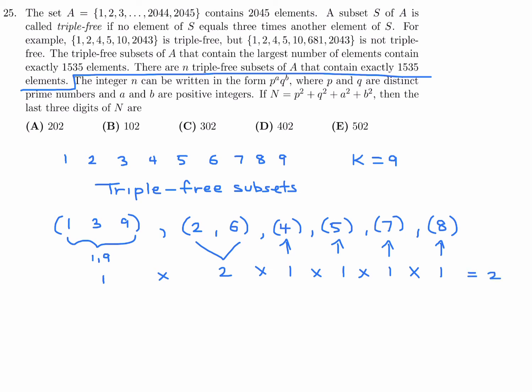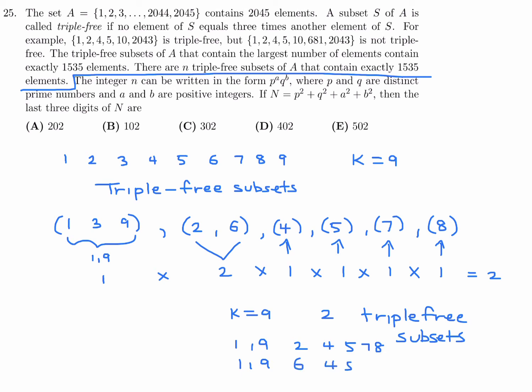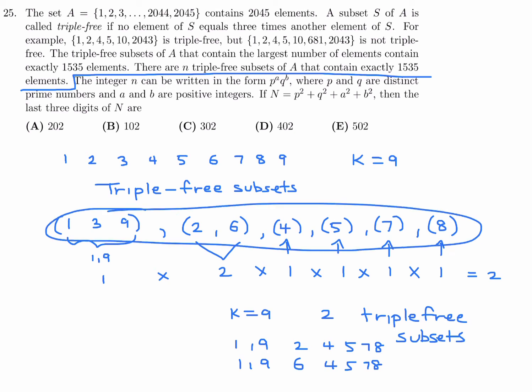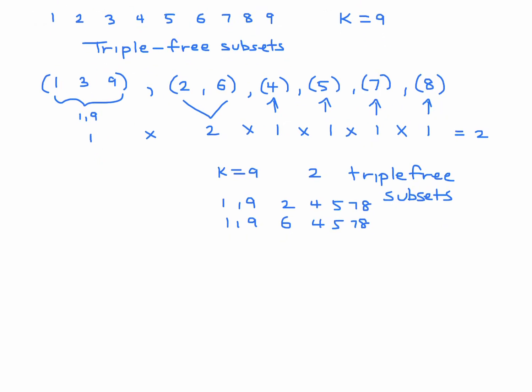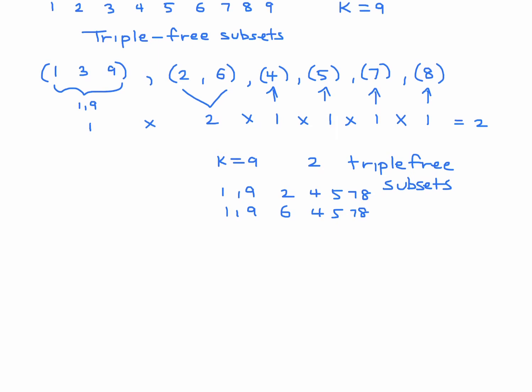So what that means is that when k equals 9, I have 2 triple free subsets. And since there's only 2, we can just list them: 1, 9, 2, 4, 5, 7, 8, and 1, 9, 6, 4, 5, 7, 8. I didn't write them in numerical order. I'm just going by these groups. Hopefully, with a very small example, you're getting how this works. Now let's move up, not to the big one, but to a slightly bigger example. k equals 27.